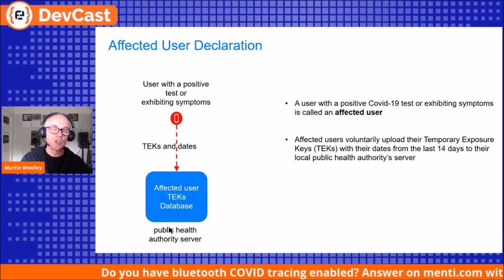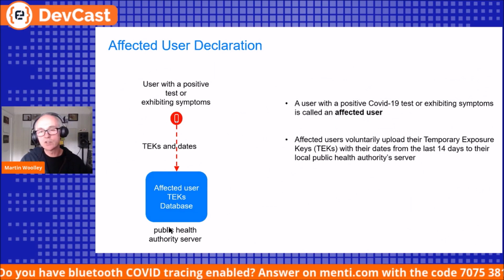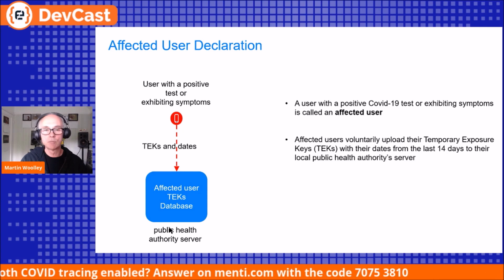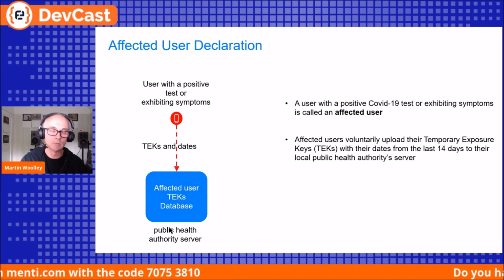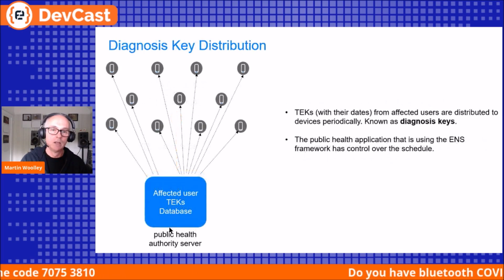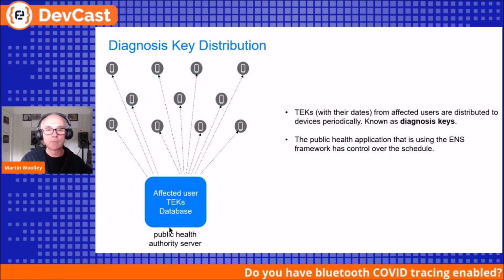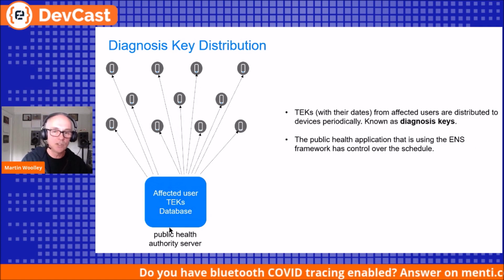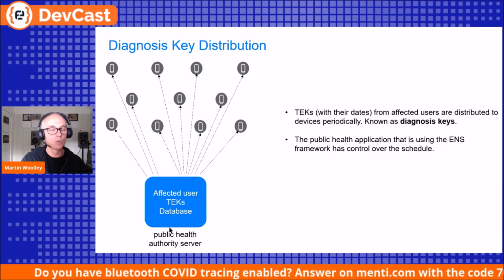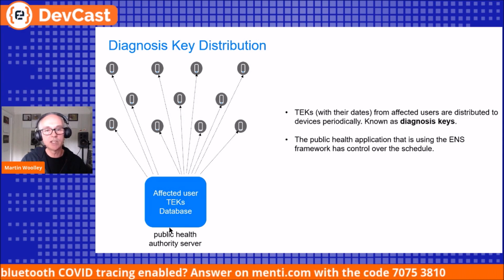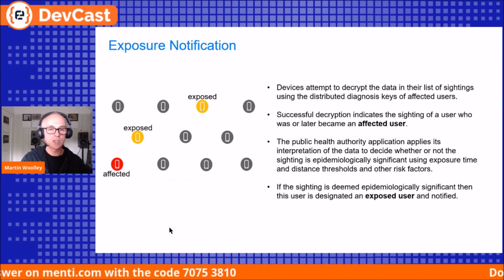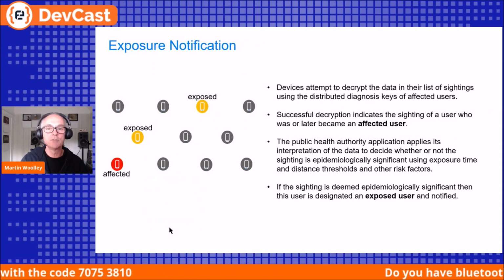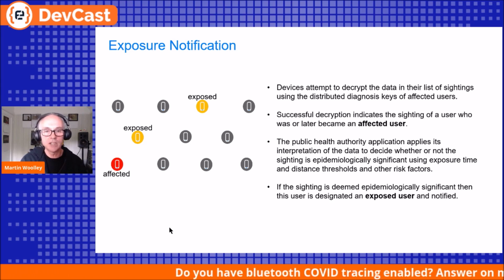Now, when an affected user voluntarily declares their status, their temporary exposure keys from the last 14 days are uploaded to their public health authority server anonymously. And these keys that have been uploaded by affected users get known as diagnosis keys, and periodically devices poll the server for the latest diagnosis keys, which they then download. And they then attempt to decrypt the rolling proximity identifiers of devices they've encountered and made a note of locally using each of the downloaded keys.